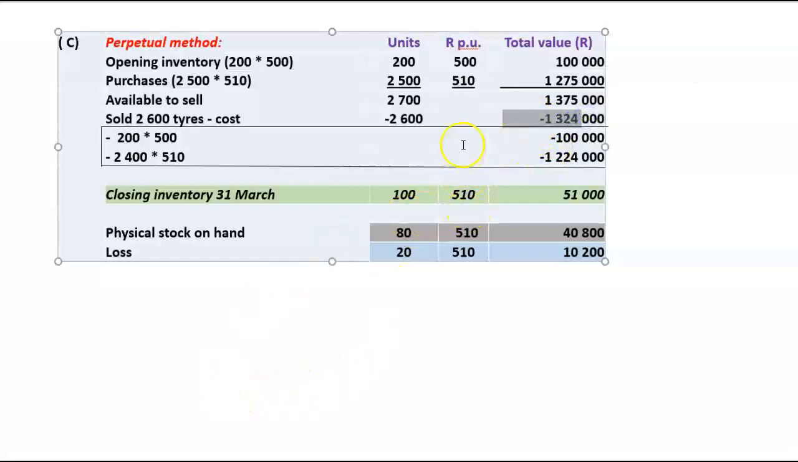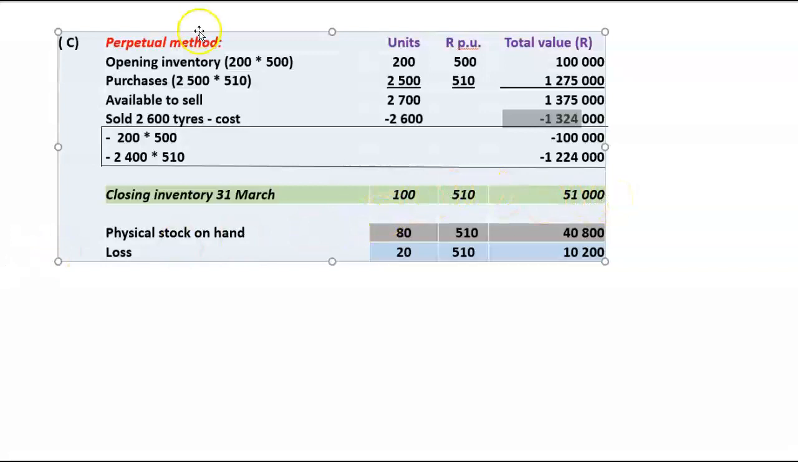Now, how many units do we have on hand at the end of the day? 2,700 minus 2,600 gives us 100 tyres. At what price? That would have been out of the last batch that we still have on hand, so it would have been at 510 Rand per tyre. So closing stock, according to our theoretical inventory records, was 51,000 Rand.